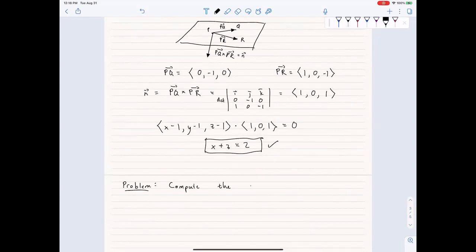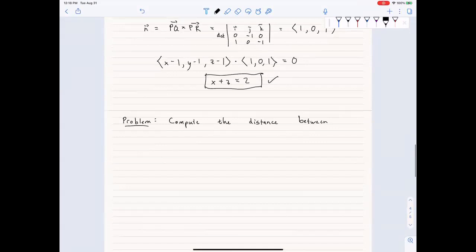So let's look at a problem: compute the distance between a plane, say X minus Y plus Z equals 1. There's an equation for a plane. And the point, say 2, 0, 1.